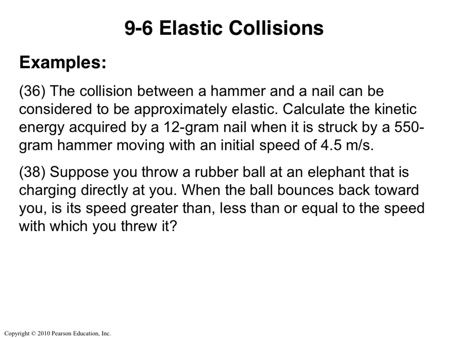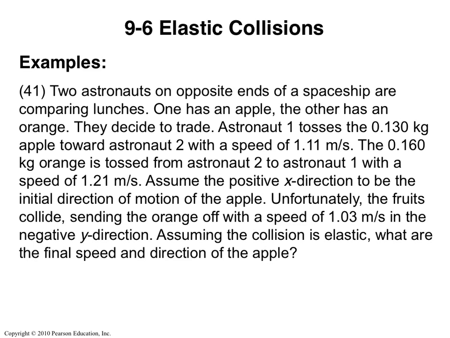I'll solve these 2 out. I'll do the 2-dimensional problem. This is an example in your textbook, but modified. So this is problem 41 in your text. 2 astronauts on opposite ends of a spaceship compare lunches. One has an apple, the other an orange. They decide to trade. Astronaut 1 tosses the 0.13 kilogram apple toward astronaut 2.